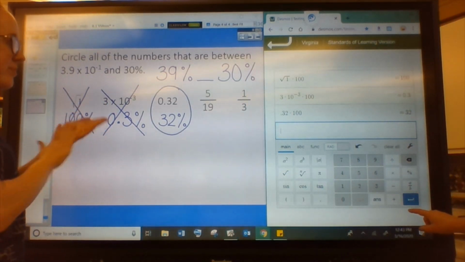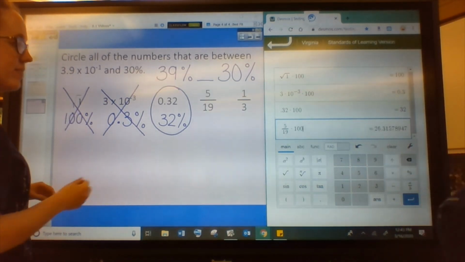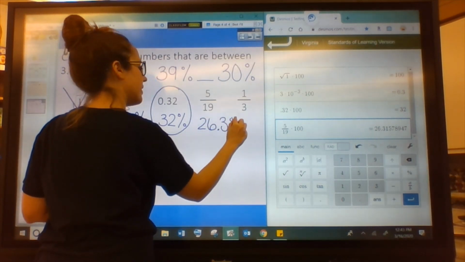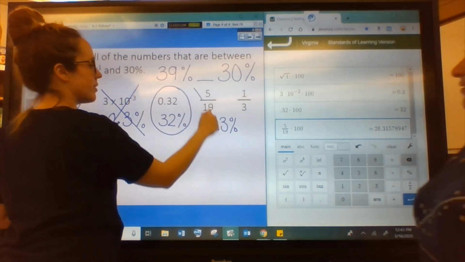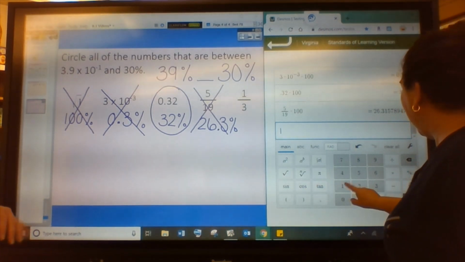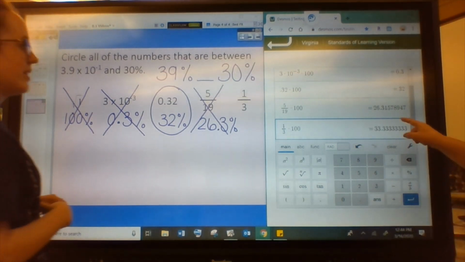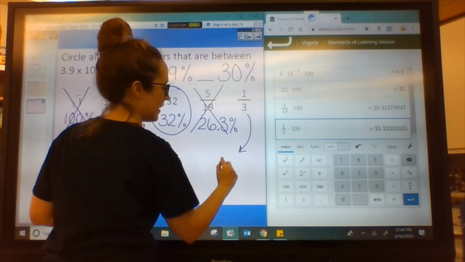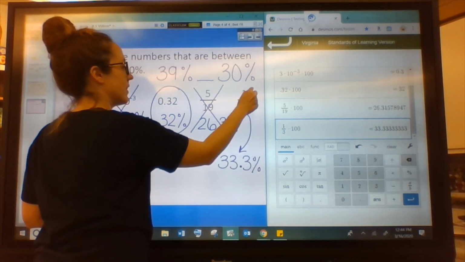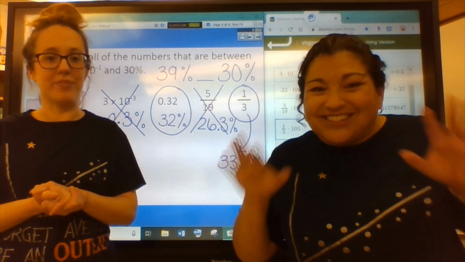Okay, 2 more. So let's try 5 divided by 19, and we're going to multiply that by 100 to make it a percent. 26.3. That's not between those two. That's sneaky though, because it's awfully close to 30. And then 1 divided by 3 times 100 is 33.3%. And guess what? That is between there. So we have another answer. So be super careful. You never know when there might be more than one answer.